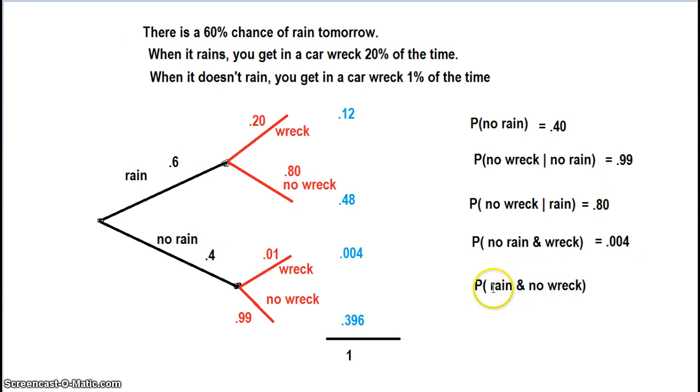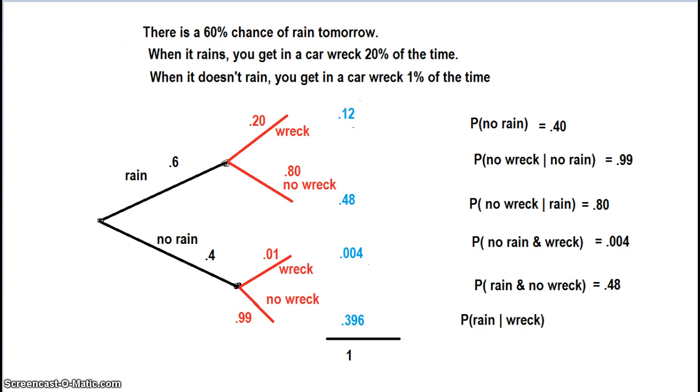One more of those. What's the chances of rain and no wreck? So what's the chances you went down the rain path, it started raining tomorrow morning, but then you got in no wreck? And we've already figured that out. It's the 0.6 times the 0.8. There's a 48% chance that it will be raining tomorrow, but we won't get in a wreck. Thank goodness.